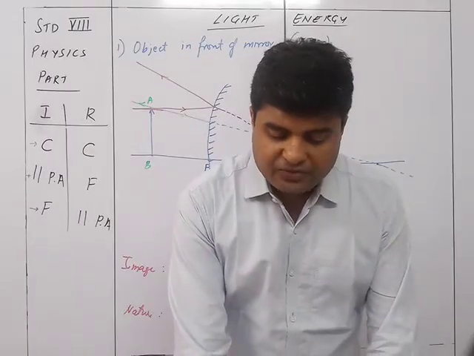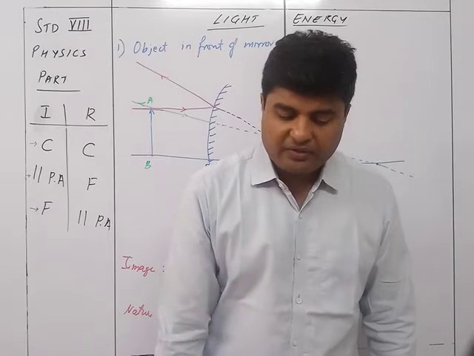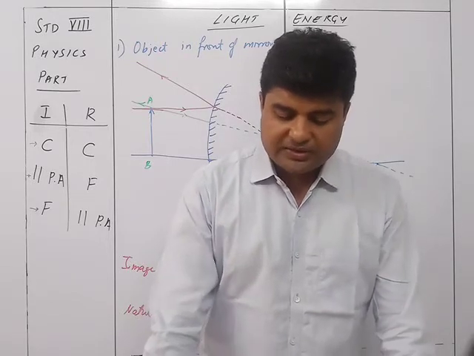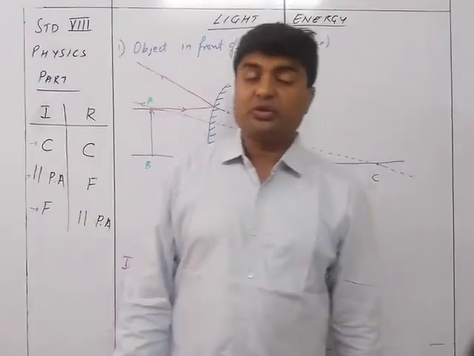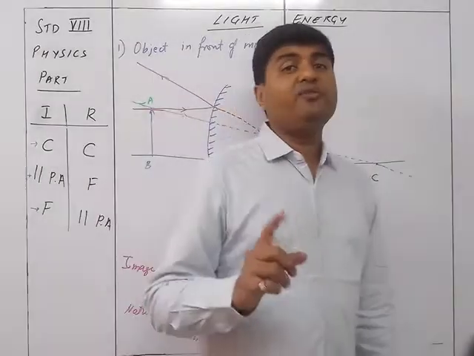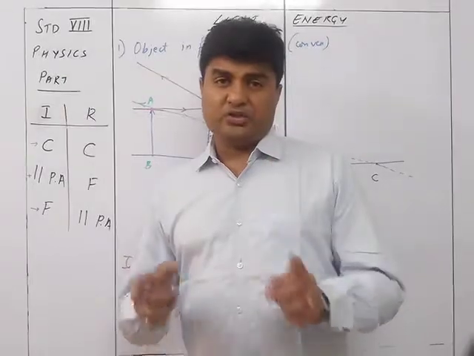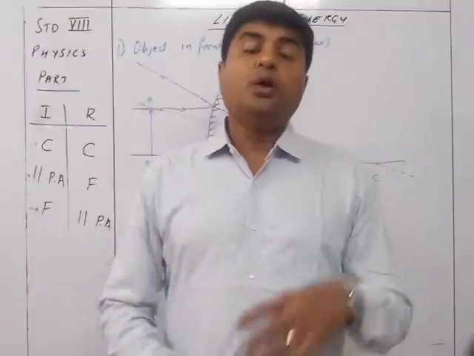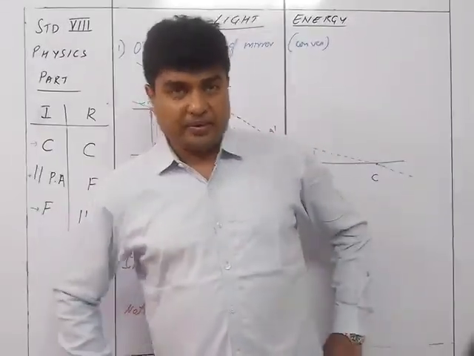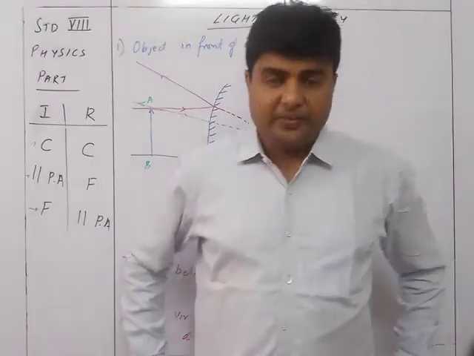Do you know, a real image formed by a mirror is always formed in front of the mirror, while a virtual image is formed behind the mirror. So the real image is always going to be in front of the mirror. Real image means the object and the image will be on the same side of the mirror. Virtual image will always be behind the mirror. So that's the difference between a real image and a virtual image.